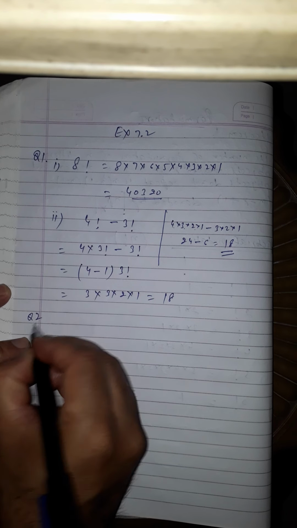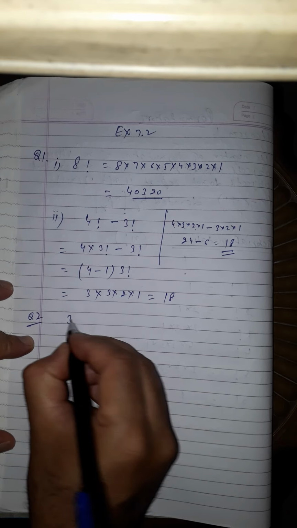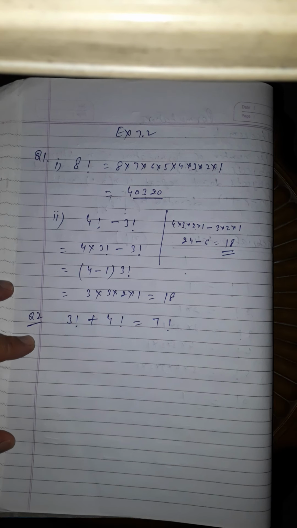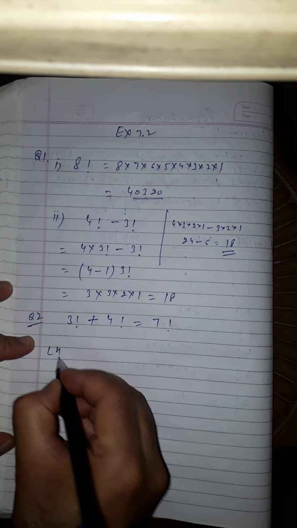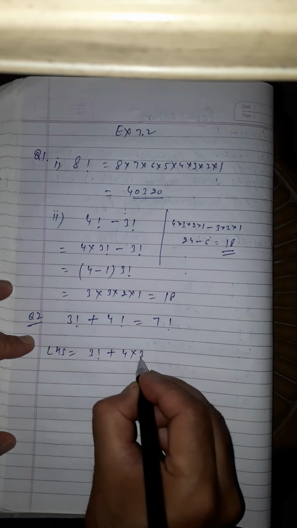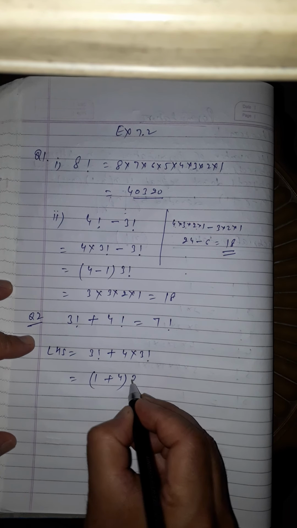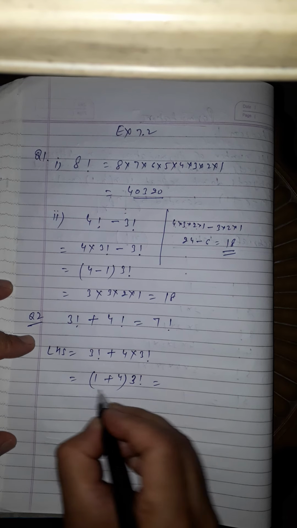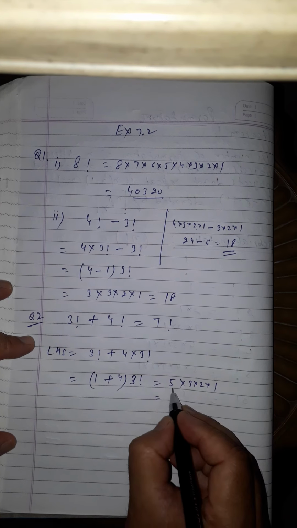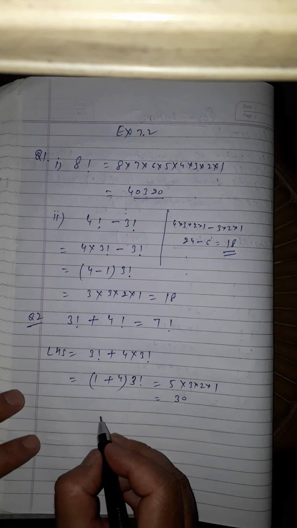Let us come to question number 2. In question number 2, students, it is 3 factorial plus 4 factorial is equal to 7 factorial. So let us take the left hand side. This is 3 factorial plus 4 factorial. We will break it. That will come as 4 into 3 factorial. Or what you will do, you will take 3 factorial as common. So this will come as equal to 5 into 3 into 2 into 1. 5 3s are 15, 15 into 2 is equal to 30 here, students. It will come as equal to 30.